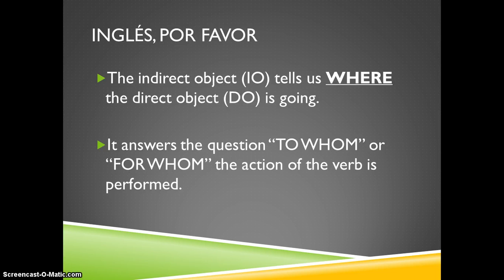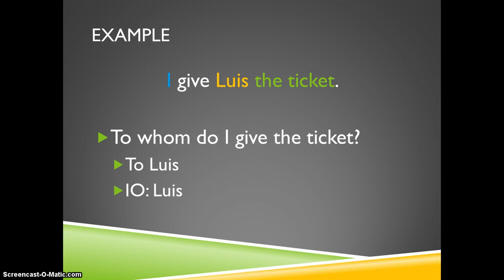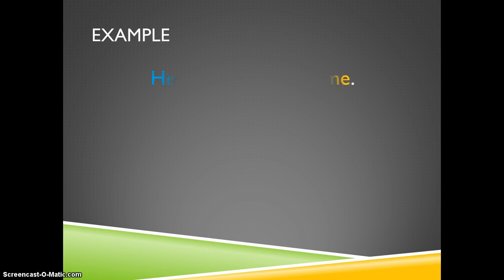Now to me that's a whole bunch of mumbo jumbo, so let's look at some examples to see if we can visualize this. I give Luis the ticket. To whom do I give the ticket? To Luis. So Luis is our indirect object. The direct object, what do I give? The ticket. So that's our direct object. And then finally, who is giving the ticket? I am. So I am the subject. Okay?